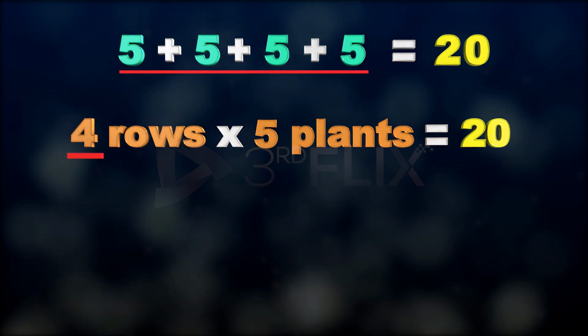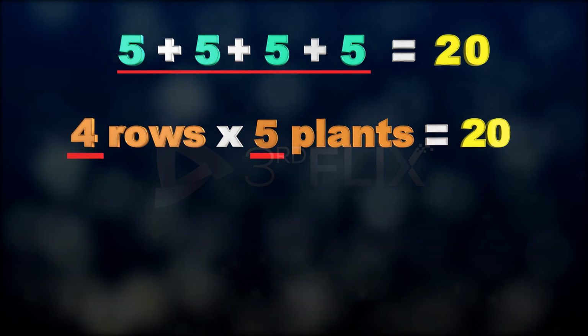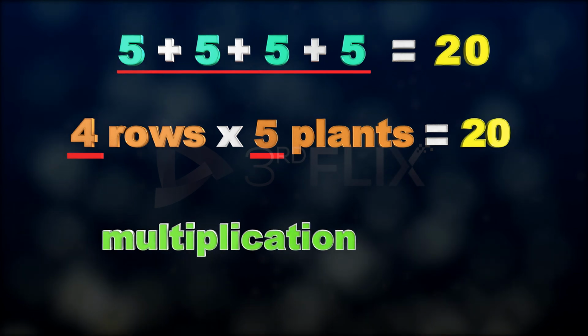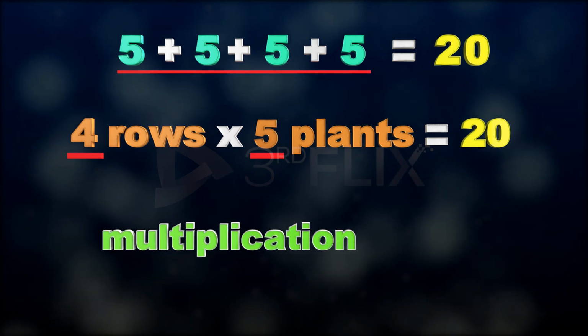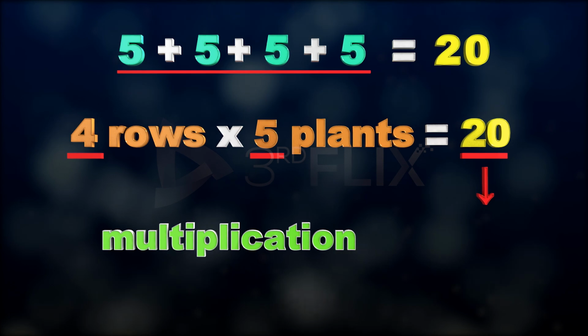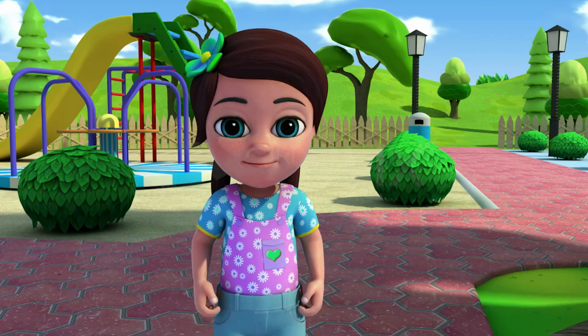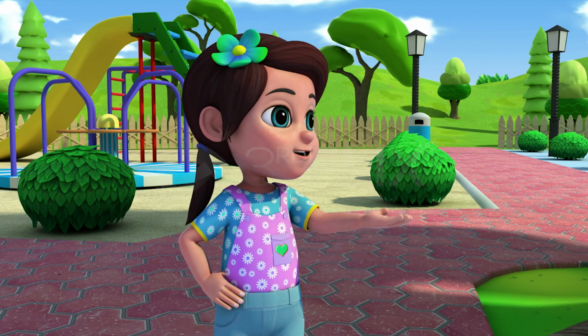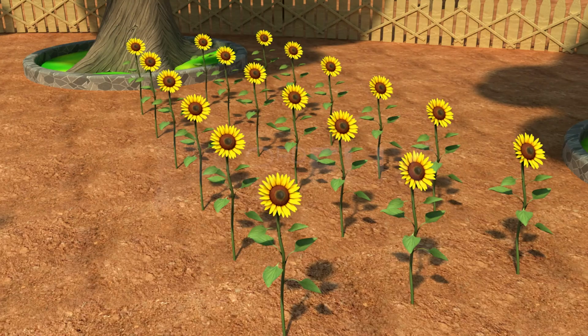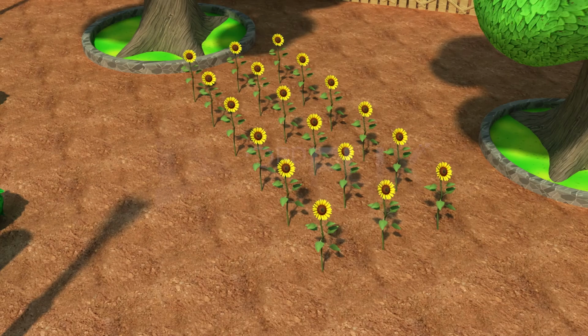Repeated addition of the same number is called multiplication. Answer of multiplication is called product. Later they saw sunflowers. Oh, the sunflowers are so pretty. Look at the arrangement of sunflower plants.